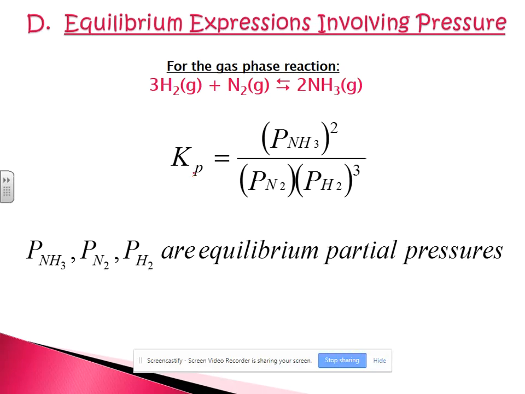So we would say Kp is equal to the partial pressure of ammonia, because that's our product, raised to the second power, divided by the partial pressure of the nitrogen, raised to the first power, because that's the coefficient of 1, times the partial pressure of hydrogen, raised to the third power.